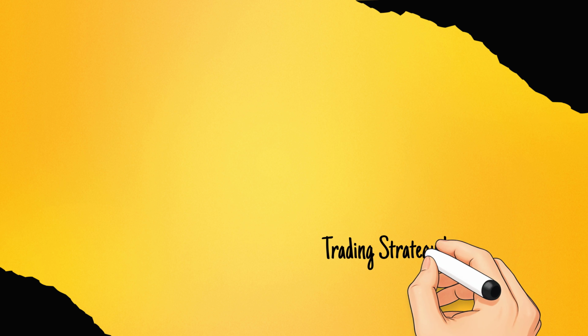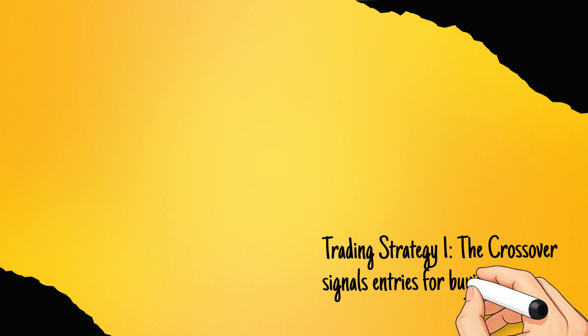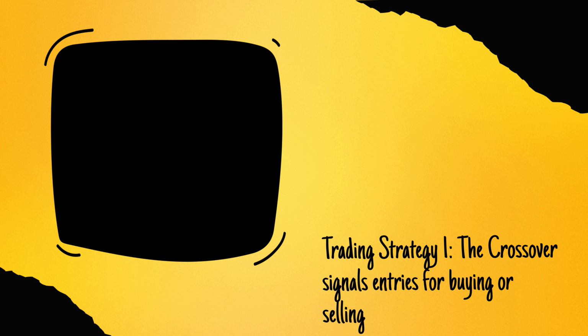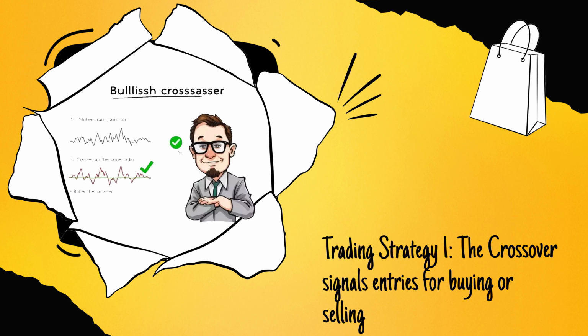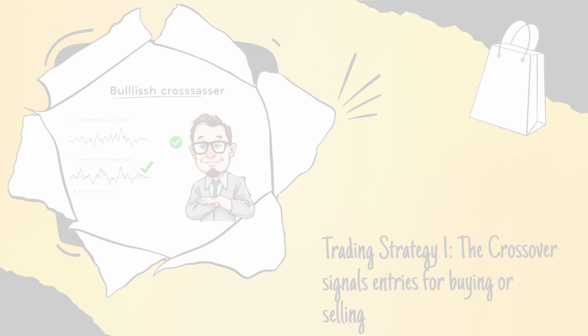Trading strategy 1, the crossover, the entry signal. This is the primary signal. A bullish crossover occurs when the MACD line crosses above the signal line. This is a potential buy signal.